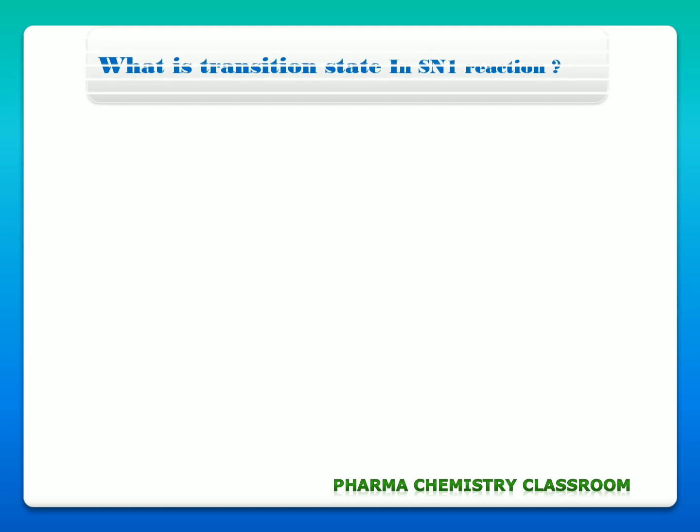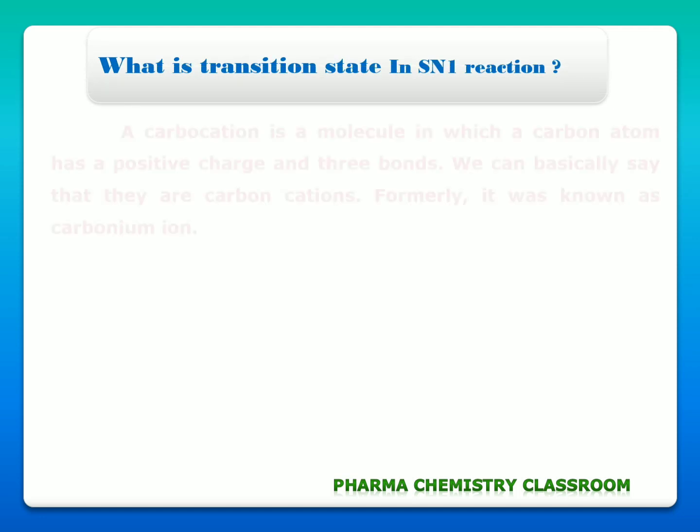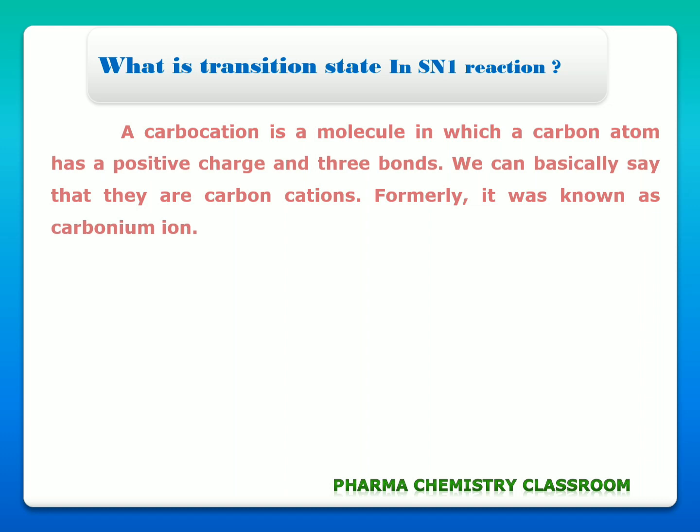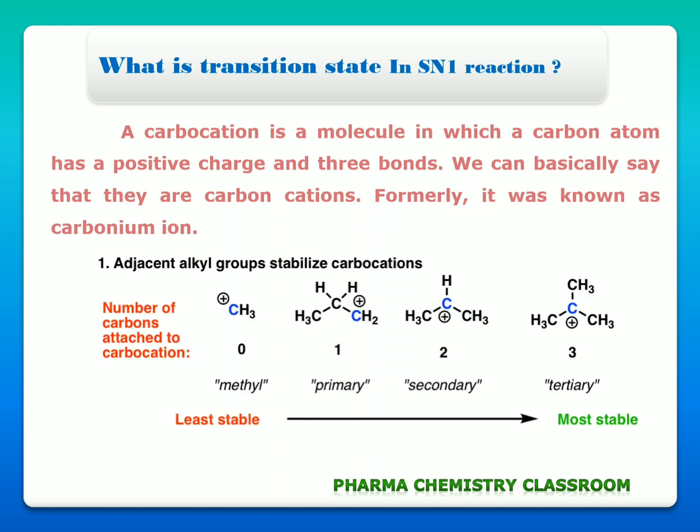Next we'll see the transition state present in the SN1 reaction. We have seen the transition state is the carbocation. What is a carbocation? It is a species containing a carbon having a positive charge, which is attached to three other bonds, and they are formally known as carbon cations. There are different types of carbocations. You can see here primary, secondary and tertiary.